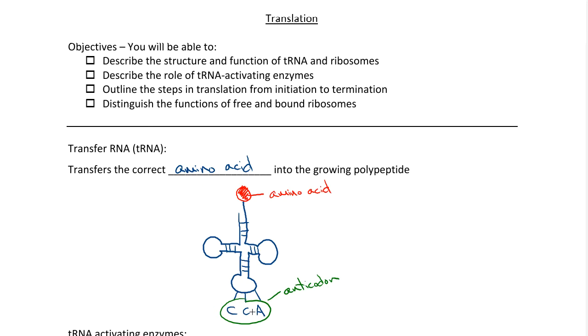So if this is CCA as the anticodon, then the codon that it would be binding to on the messenger RNA would be GGU. So now we can see how we get the correct matchup on this end from the codon on the messenger RNA to the anticodon on the tRNA by complementary base pairing. But what about at this end? Because getting it right at this end is equally important.